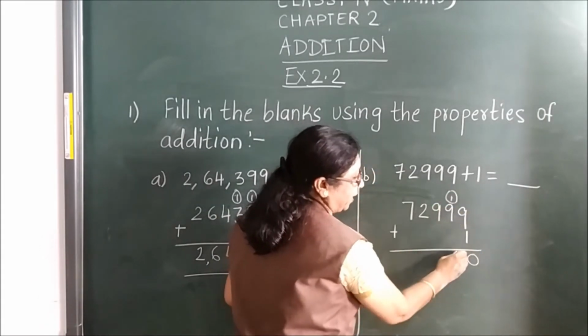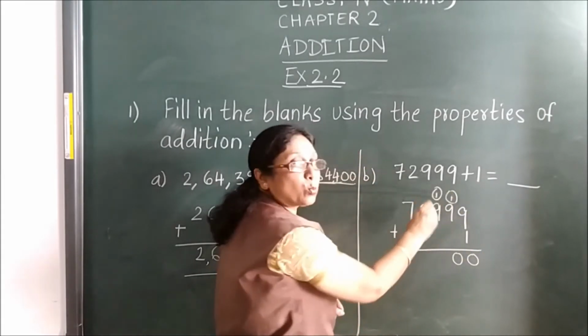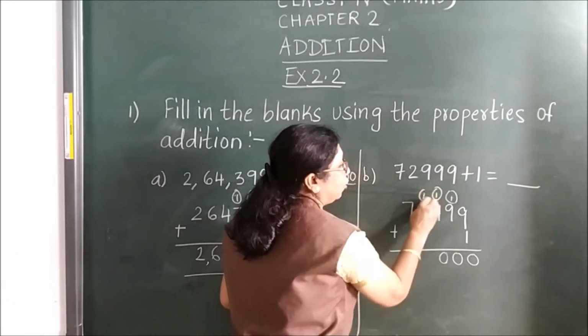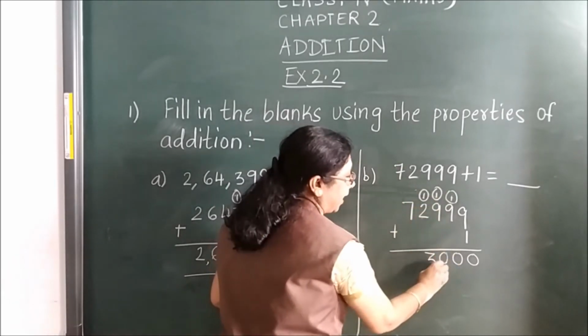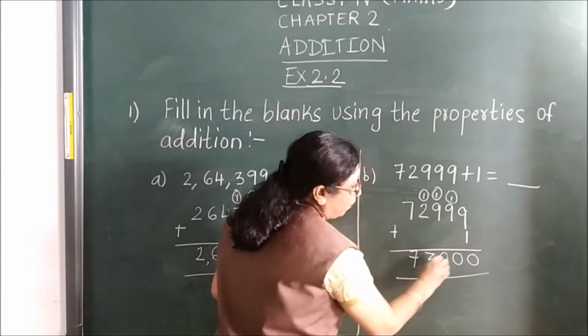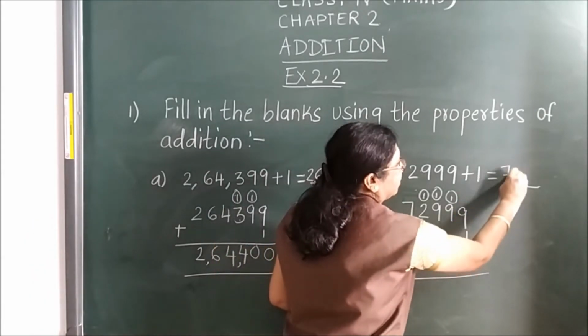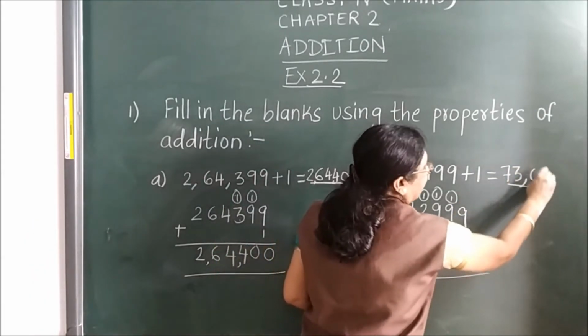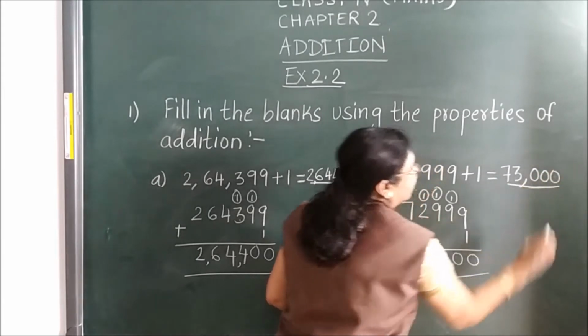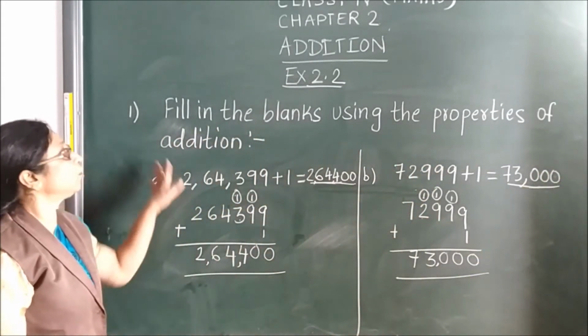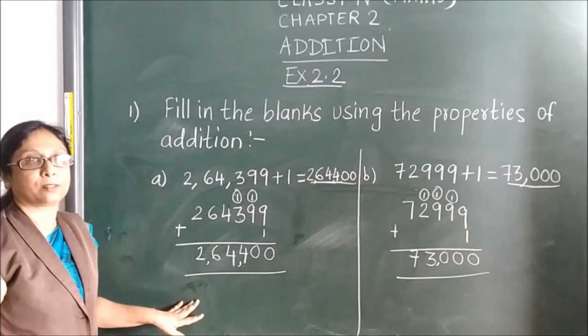Again 9 plus 1, 10. 9 plus 1, 10. 2 plus 1, 3 and 7. So, you can copy this in the fill in the blank which is given. So, in this way you can solve fill in the blanks.